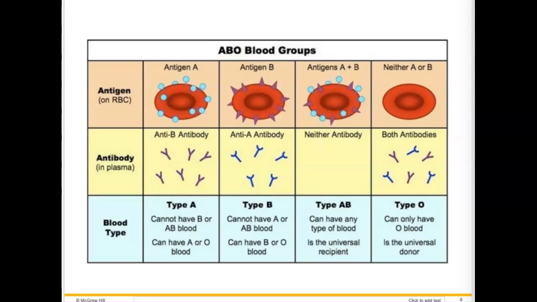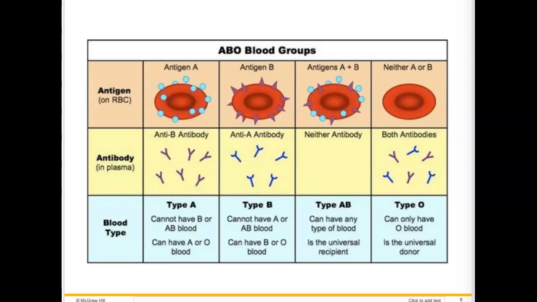Individuals with AB blood can receive any type of blood, A, B, O, AB, all of it, but they can only donate to AB individuals. So AB is referred to as the universal acceptor. Type O blood is the universal donor and can be donated to any other blood type, A, B, O, or AB. But O individuals can only receive O blood.